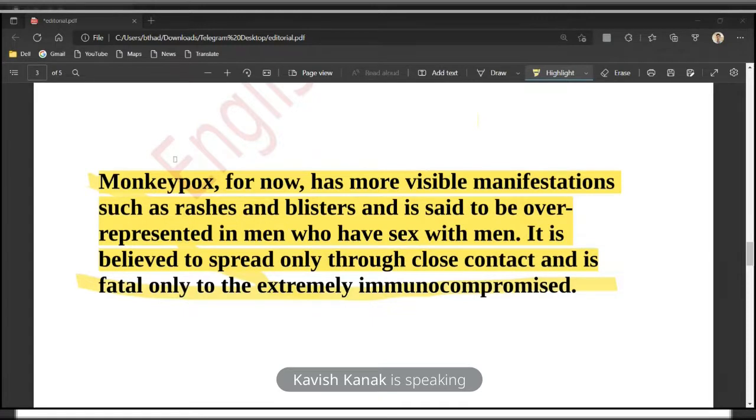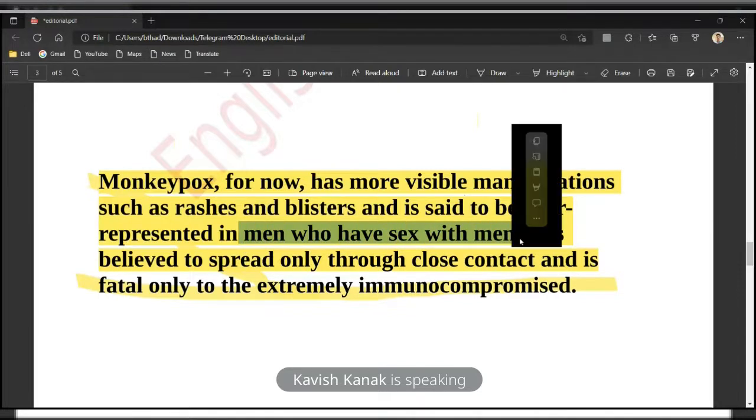Blisters means some kind of swelling or bubble. Have you seen a case of chickenpox or smallpox? You will see a similar kind of physical appearance with this virus, and because of that, it is very easy to detect who is infected. And in this case, what has been found is that it is because men are having relations with men, meaning homosexuality, you can say, and that is quite a well-known reason why this virus has infected people.